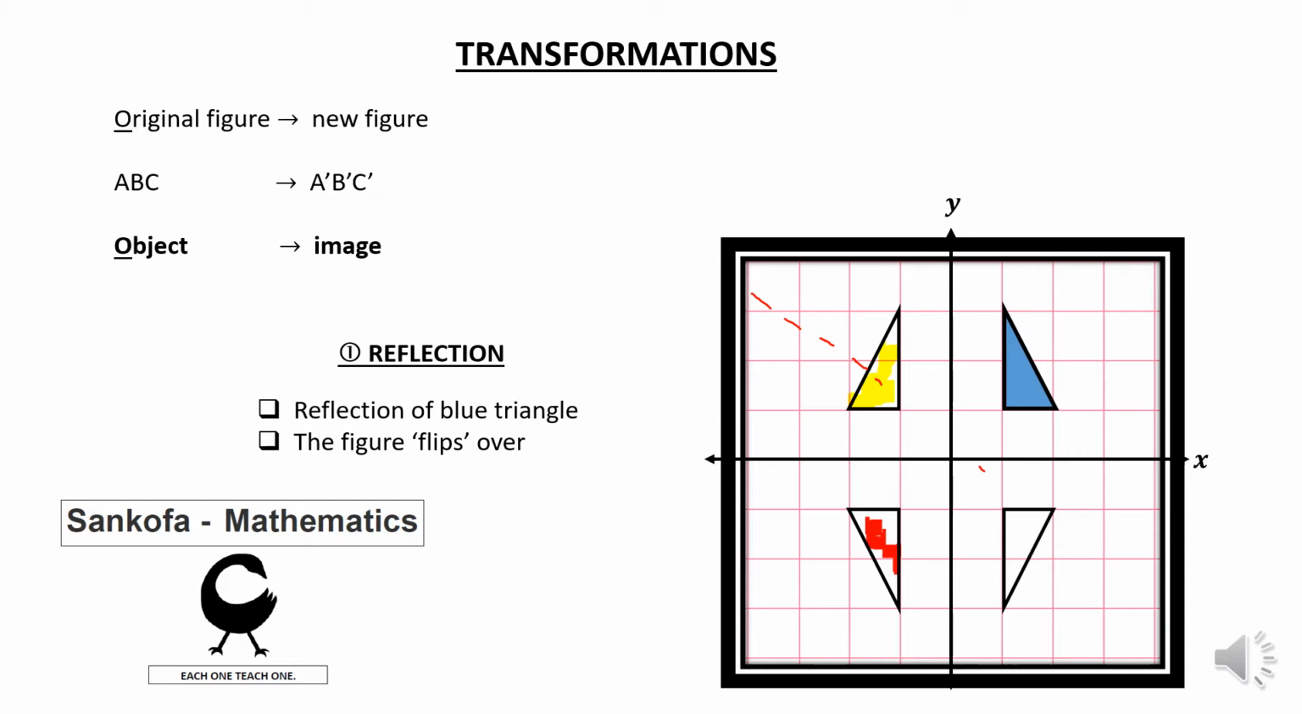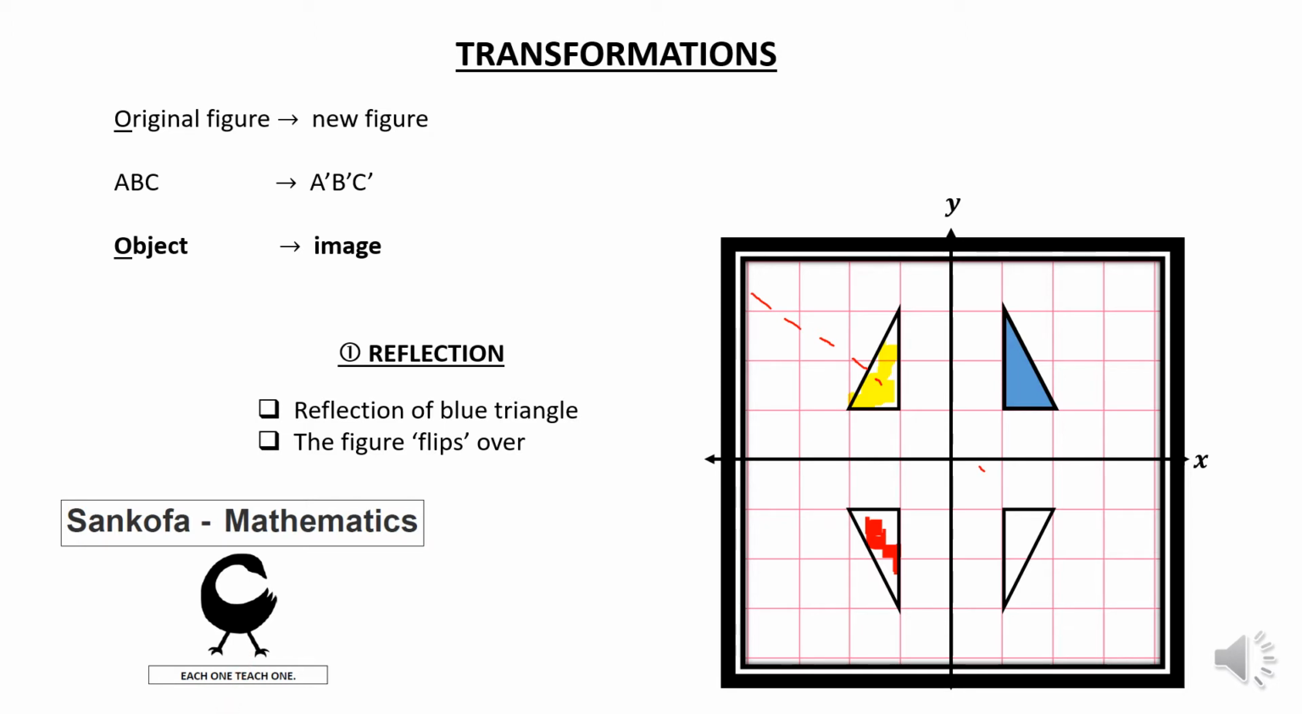So a reflection sort of flips over the shape, the original figure, so the image then becomes flipped. What is important is that we're going to talk about things like the mirror line. In this particular case, the mirror line is the y-axis or the x-axis. The mirror line is such that each point is exactly the same distance from it as the corresponding point.